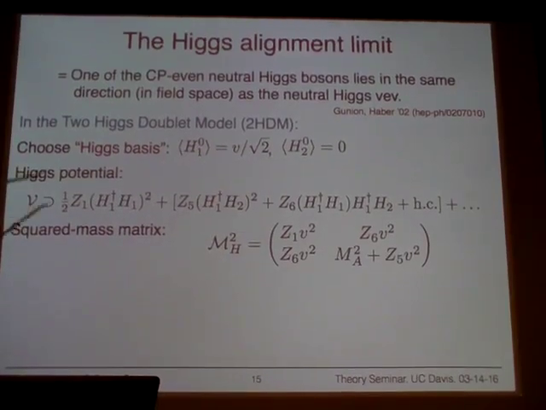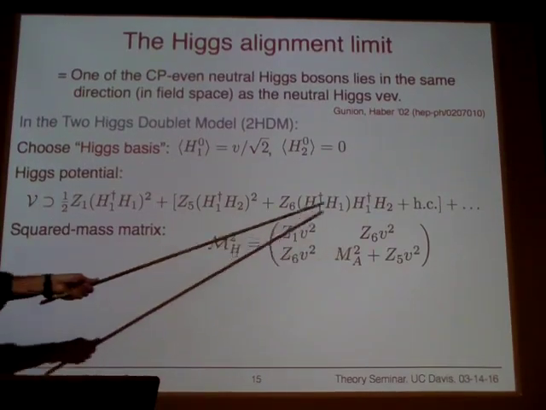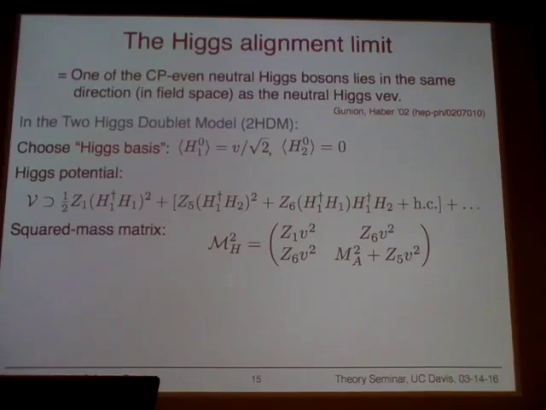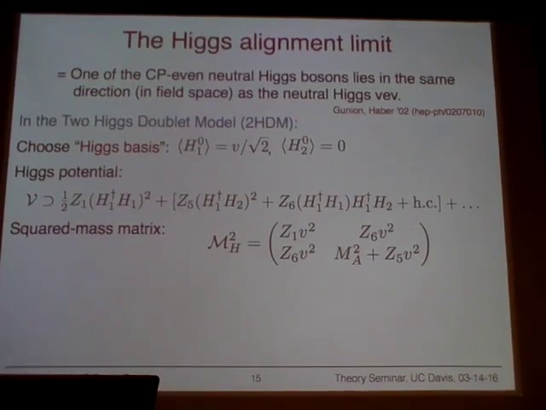And if you write down the potential and derive the squared mass matrix, then you can study this and see when this alignment actually occurs. And that essentially only happens if this mass matrix becomes diagonal. So you can ask when does this actually happen.